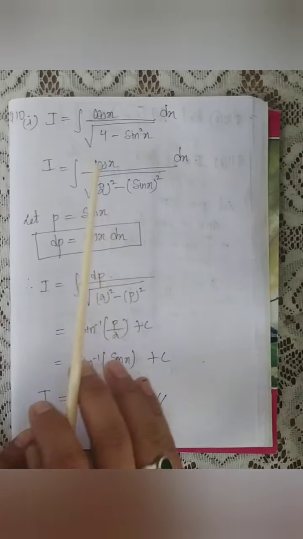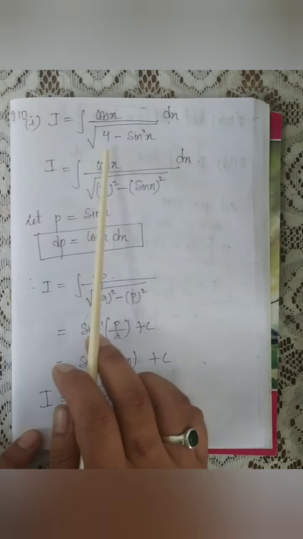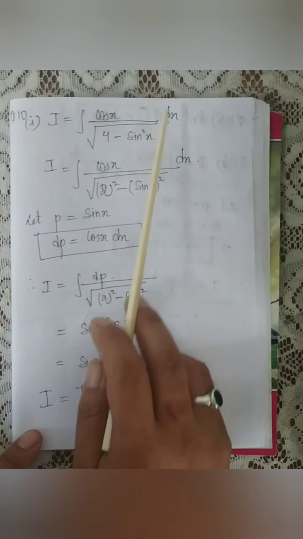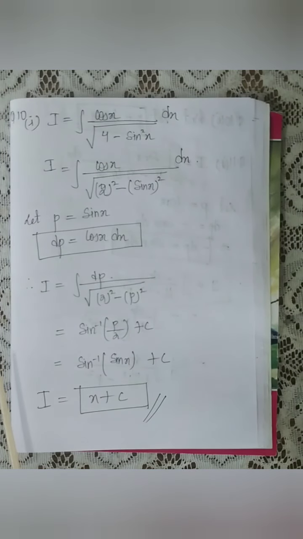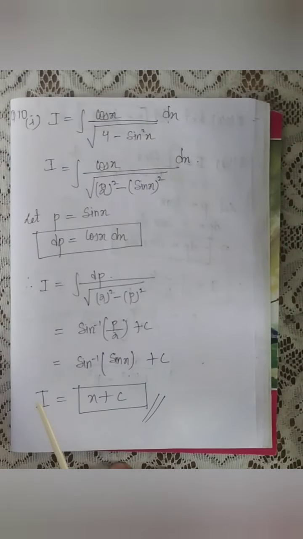Question number 10 part 1 is integration of cos x divided by root over 4 minus sine square x dx. Here we cannot follow the rule about the power in the numerator being smaller than, equal to, or greater than the denominator, because here we have cos and sine. So first we'll try to make it into the form of standard integrals by using substitution. Let's see how we can do it.